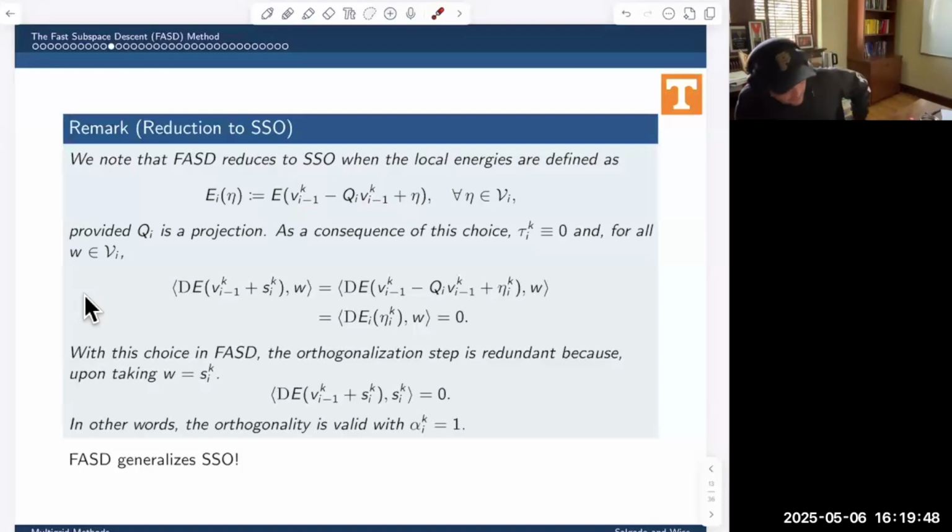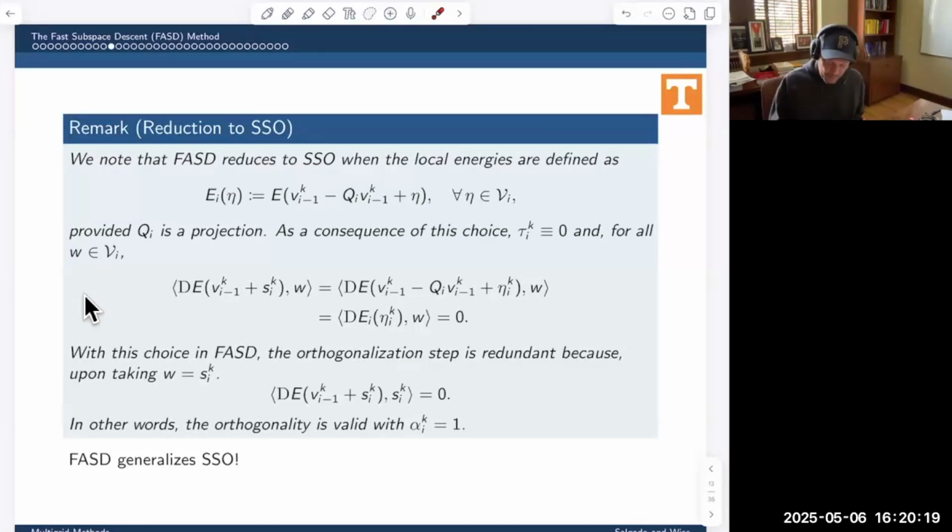So that means that FASD is a generalization of SSO. It's just a particular choice of my local energies. Okay, if I make this particular choice of the local energies, then I get back to SSO. But that means that actually, remember, SSO is very, very simple to state. It's not as practical to implement, but it's very simple to state.